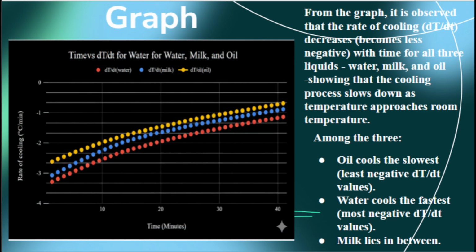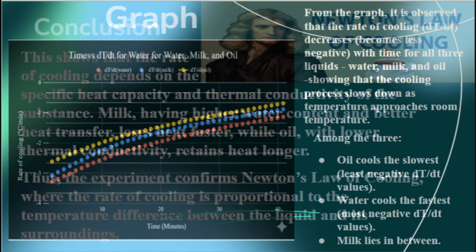I have also plotted a time versus rate of cooling graph for water, milk and oil using the recorded values, and from the graph it is observed that the rate of cooling decreases or becomes less negative with time for all 3 liquids, water, milk and oil, showing that the cooling process slows down as temperature approaches room temperature. Among the 3 liquids, oil cools the slowest, having the least negative rate of cooling values. Water cools the fastest, having the most negative rate of cooling values, and milk lies in between.